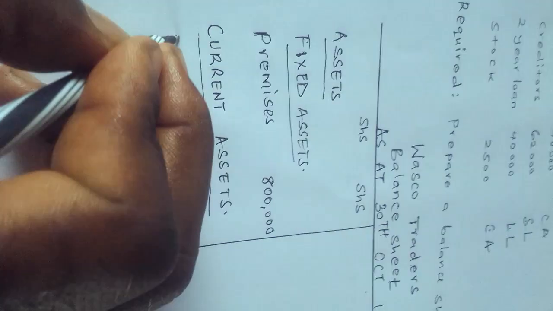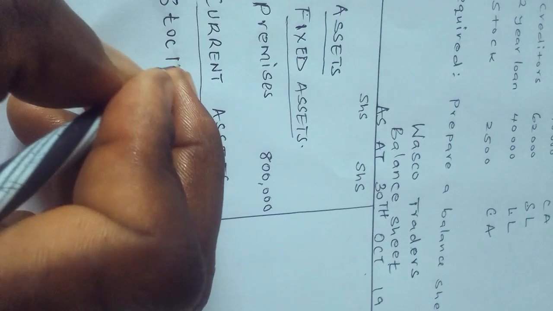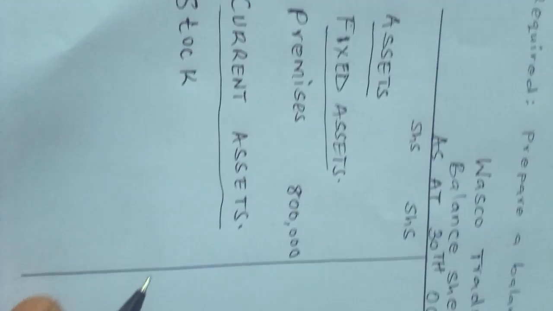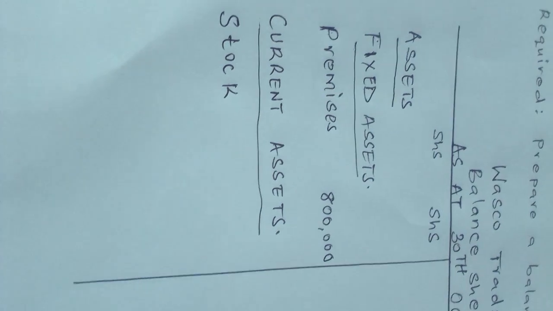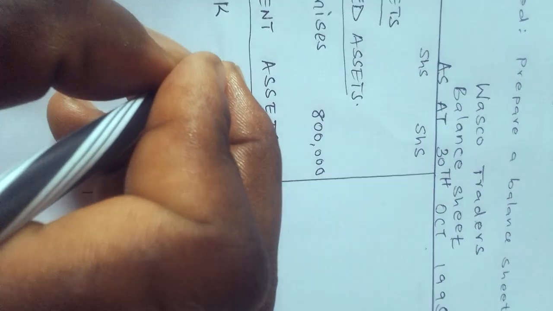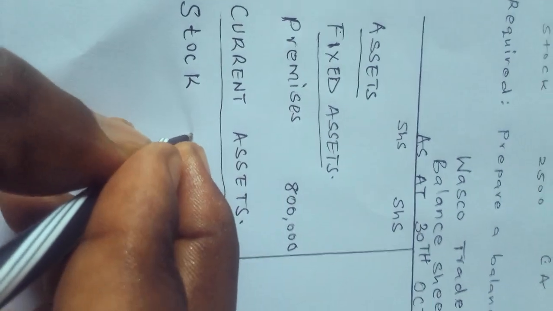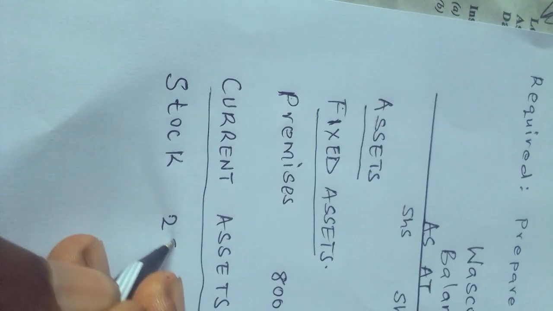And then lastly we have the cash at hand. That is called cash at hand. On cash at hand, we actually have 20,520, and we are done with assets.